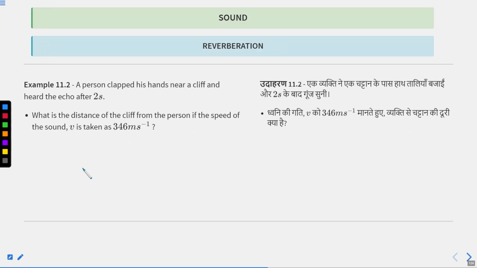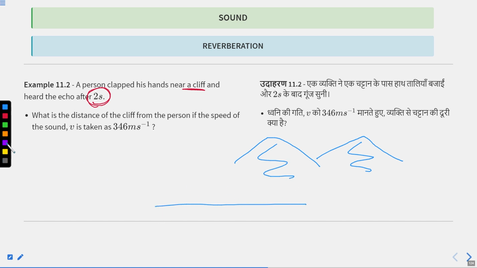Now let's solve one example. The example is: a person clapped his hand near a cliff and heard an echo after 2 seconds. Okay, and there is a cliff. The person claps and hears his echo after 2 seconds.